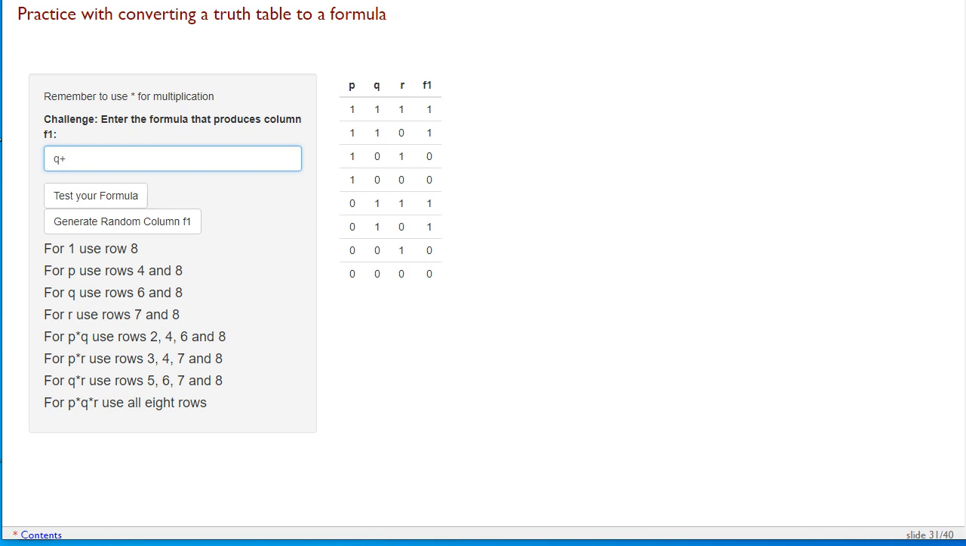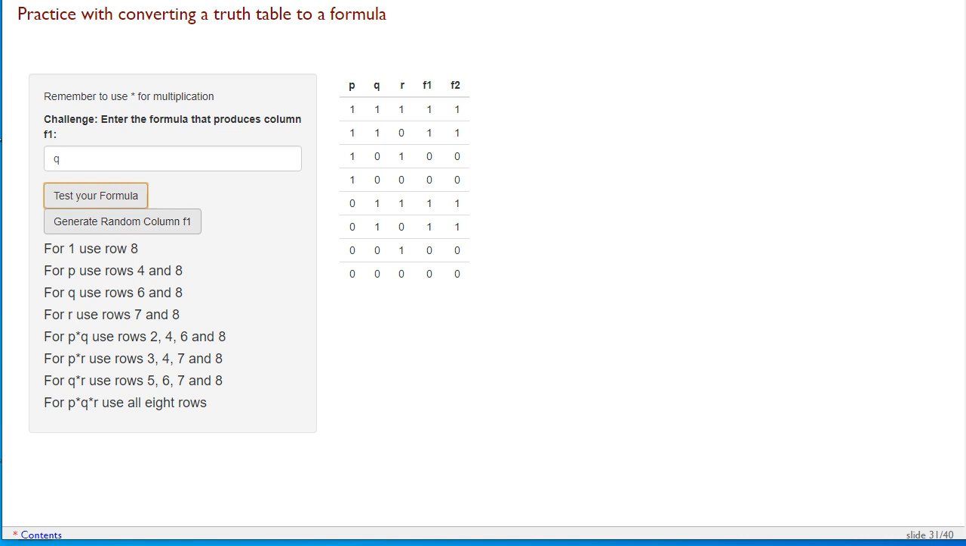For P times R, we look at the rows where Q is 0, 0, 0, 0, 0. For Q times R, we use 5, 6, 7, 8. My goodness, this is easy. We get another 0. And for P times Q times R, we use all 8 rows. There are 4 ones there. Oh, this was obvious all along, wasn't it? This formula is Q. I test it, and I see that I've got it right.